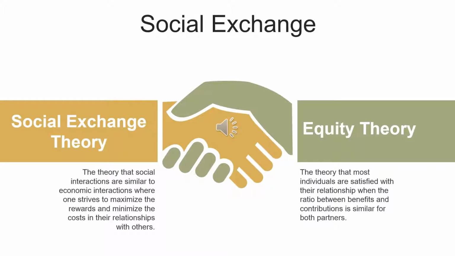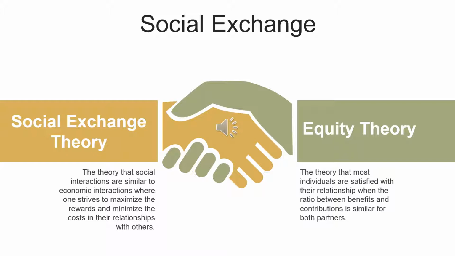So the last slide touched on exchange relationships, and I'd like to expound upon that a little bit with the social exchange theory. This is the theory that social interactions are much like an economic interaction, where each individual weighs the costs and the benefits or rewards associated with that interaction, relationship, whatever. And they strive to maximize these rewards and minimize the costs in these interactions or relationships.